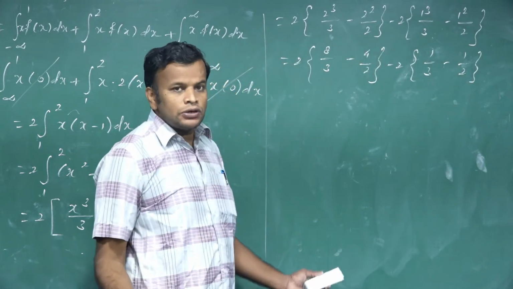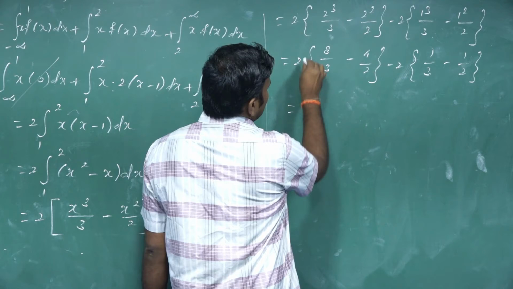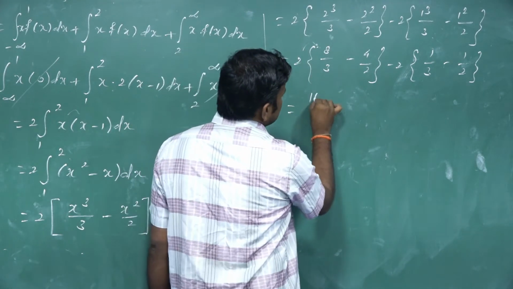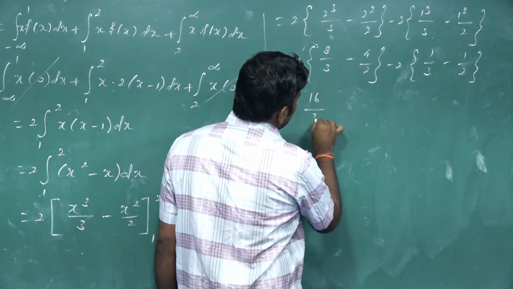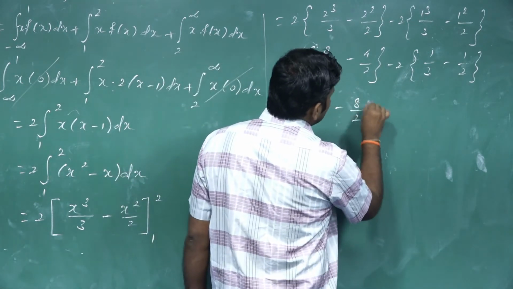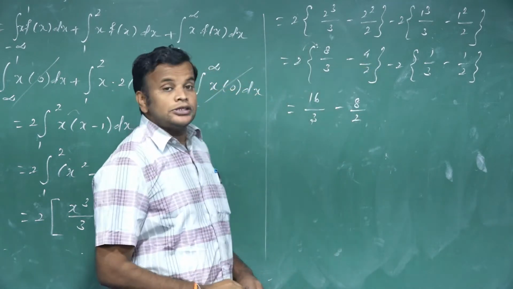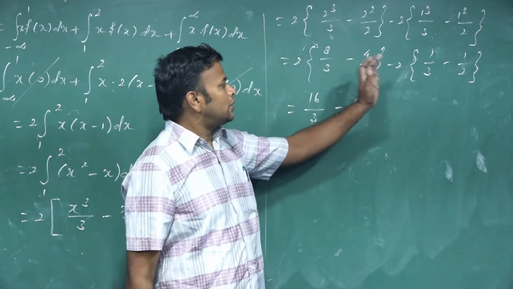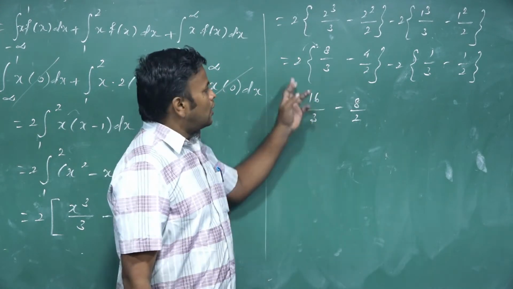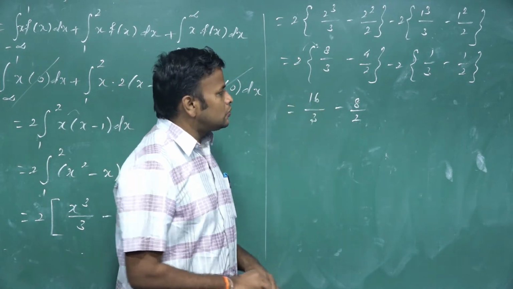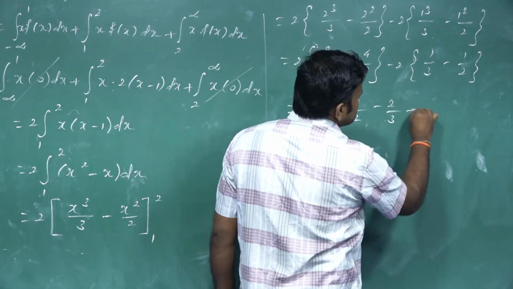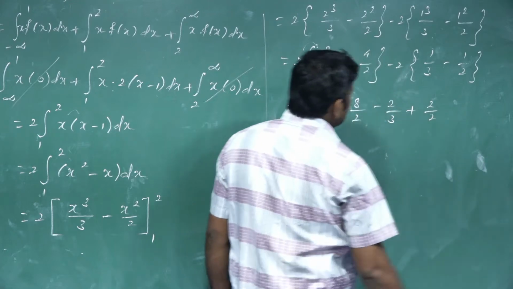The simplification is your choice. You will simplify anywhere. First of all, I multiply 2 inside. So I get 16 by 3 minus 8 by 2. There is a chance to cancel, but I will be taking some LCM process, so I don't cancel anything. Directly I multiply 2 inside, or we can take 2 outside also, it is your choice. I multiply 2 inside. So 16 by 3 minus 8 by 2. Here I multiply minus 2 inside. So minus 2 by 3. Minus into minus is plus 2 by 2.